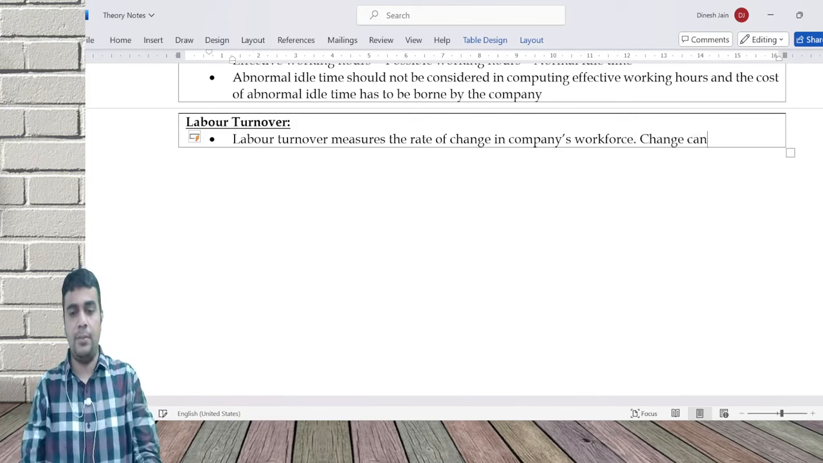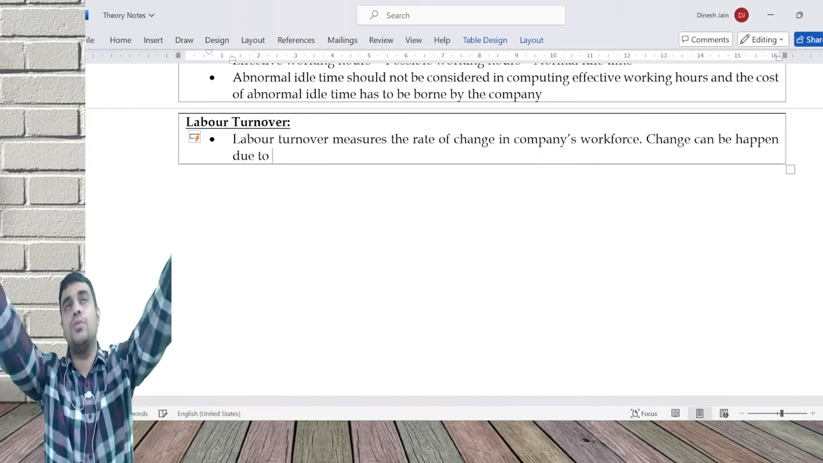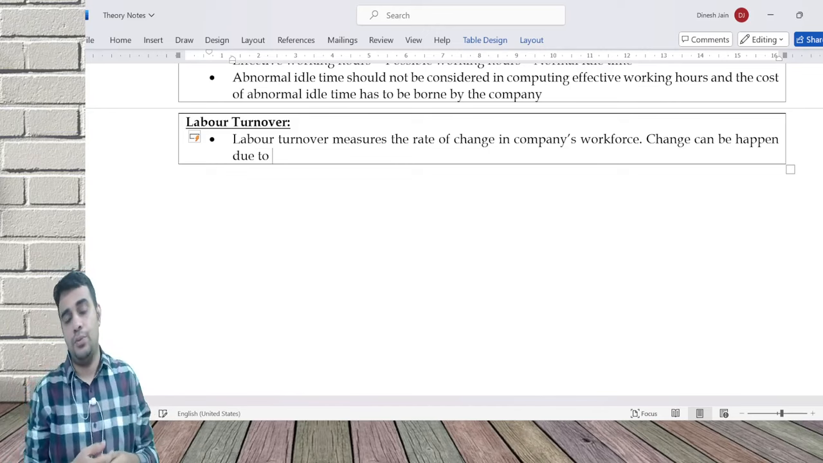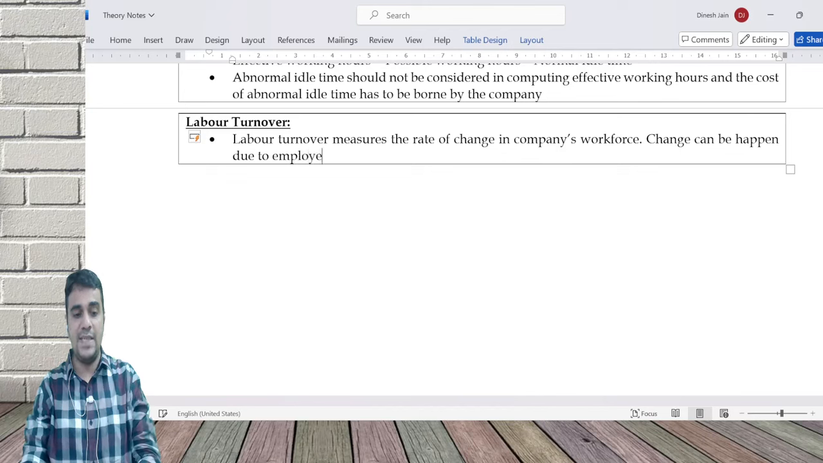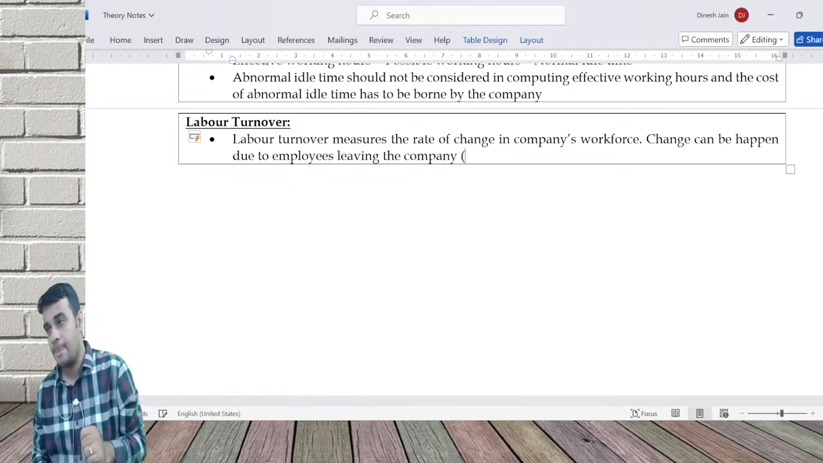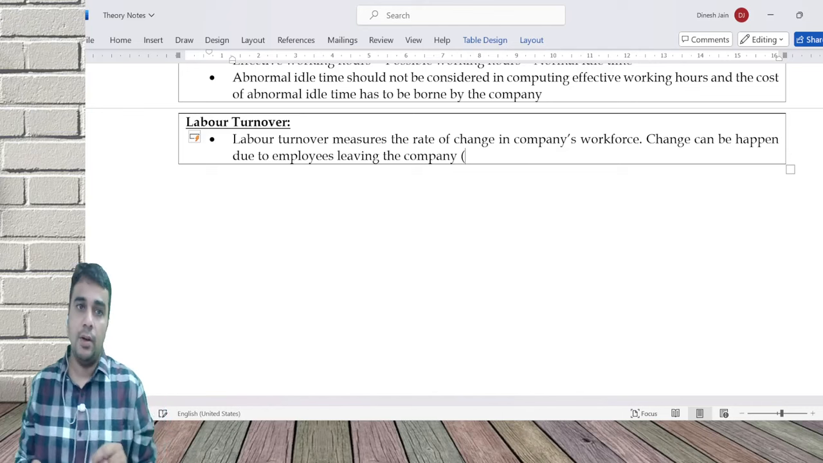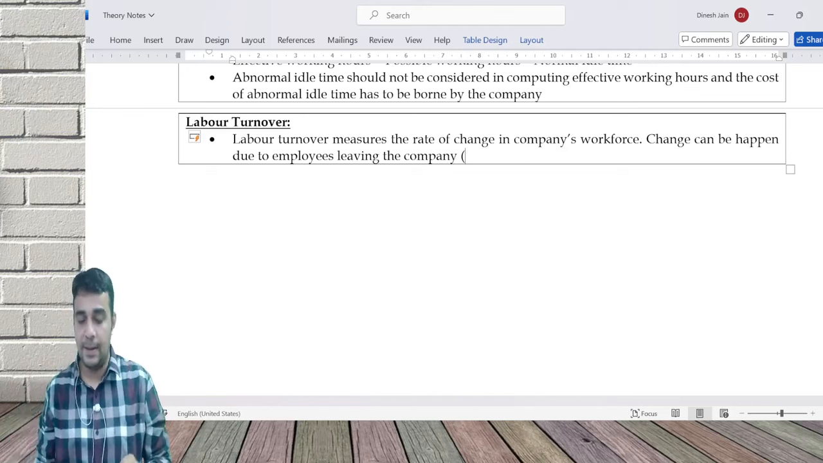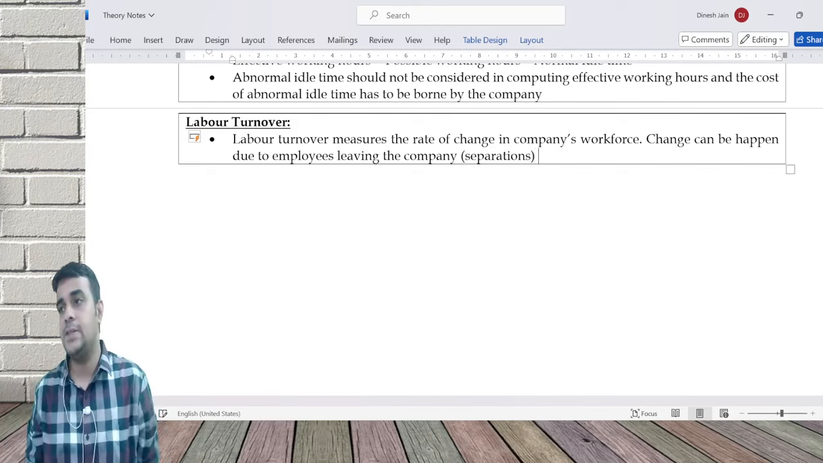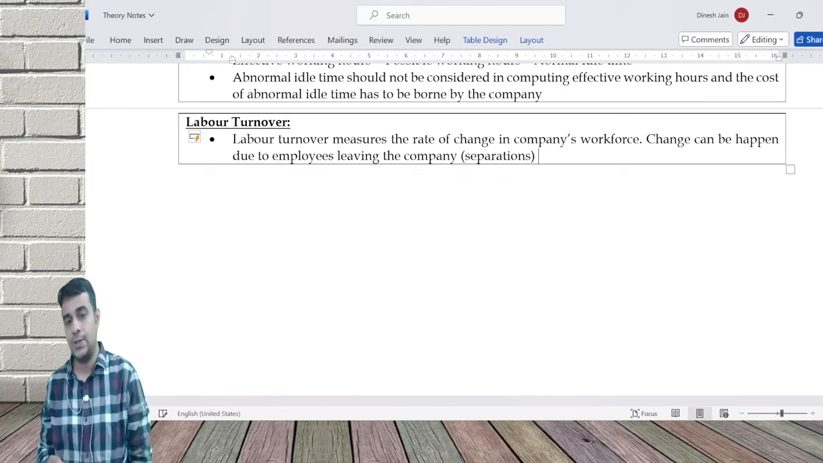Change can happen due to employees leaving the company, technically called separations. I'll explain in a minute.